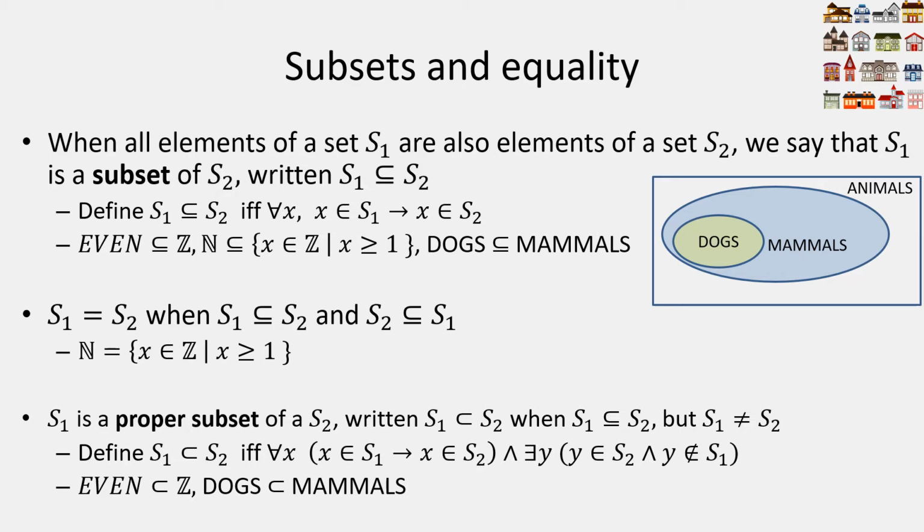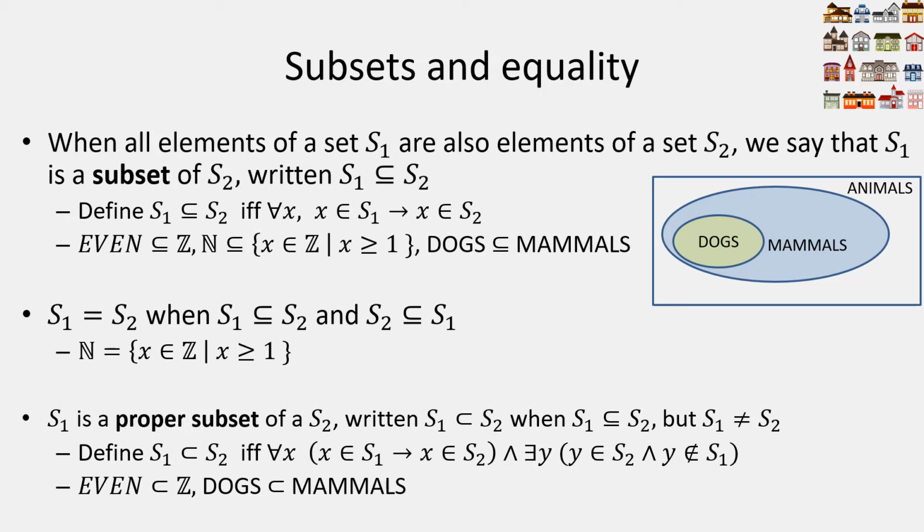So we say that S1 is a subset of S2 for any two sets if all elements of S1 are also elements of S2. And we say that S1 is a proper subset of S2 if there is also some element of S2 which is not in S1, like with dogs and mammals.